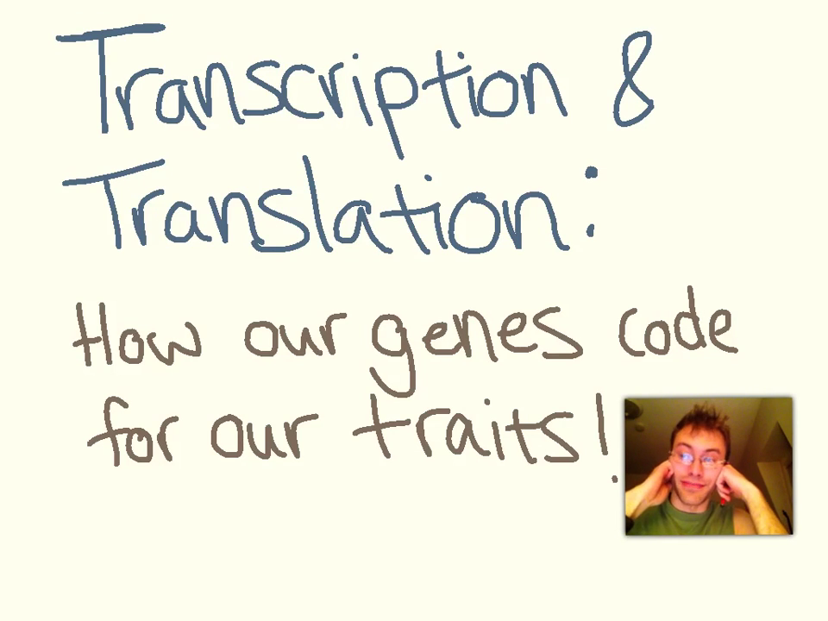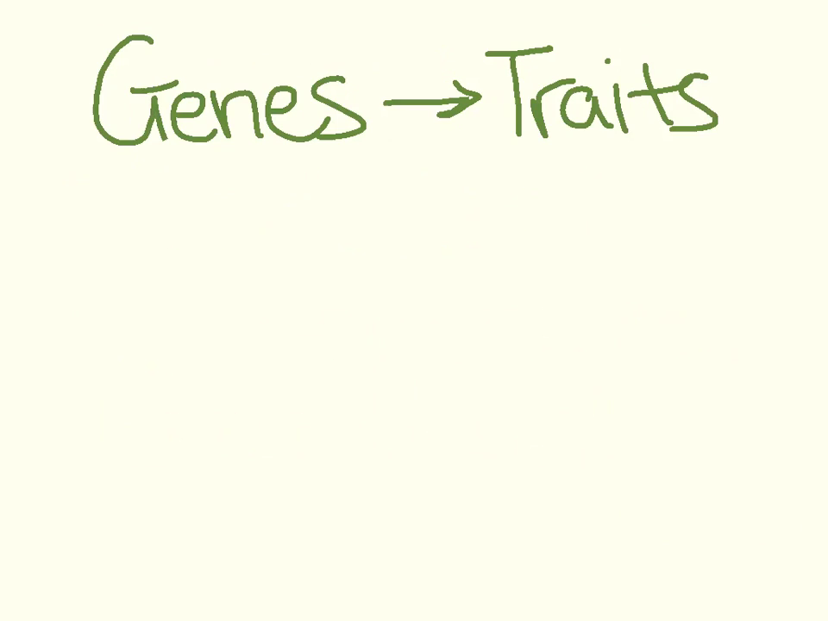Transcription and Translation, how our genes code for our traits. So did you ever wonder why you're as ugly as your dad? Well, the basic reason for that is because he gave you some genes that gave you some traits. That is, some DNA that caused you to have certain physical characteristics. But this is oversimplifying things, because to get from genes to traits requires several other steps in between.